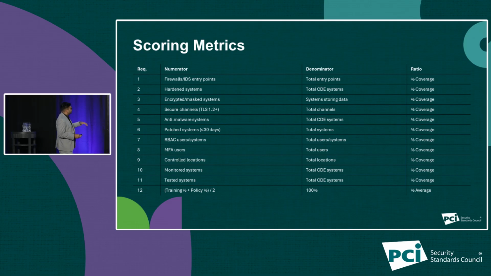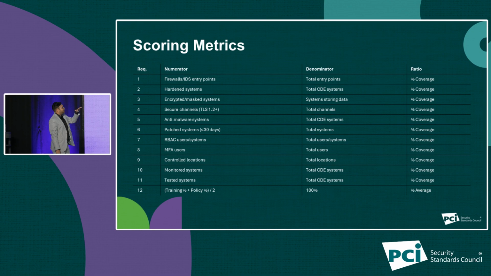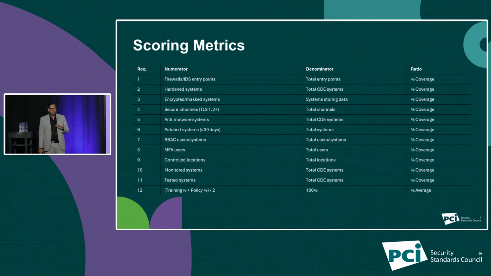Scoring metrics. The 12 requirements that are there, network, hardware. I have taken examples so that it's easier for us to understand. If we take firewall or IDS entry points, total entry points, percentage of coverage. And from 1 to 11, you would see a percentage of coverage. For 12, we have taken an average, because there are 2 parameters that we are taking in point number 12.